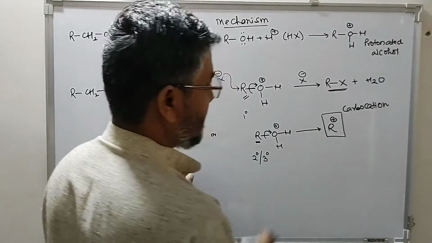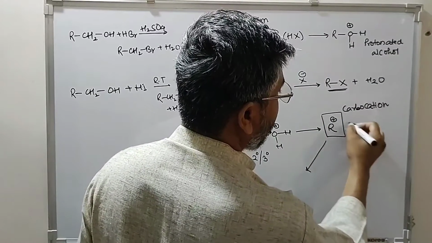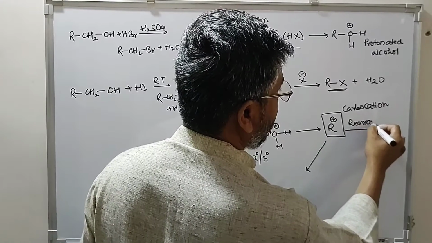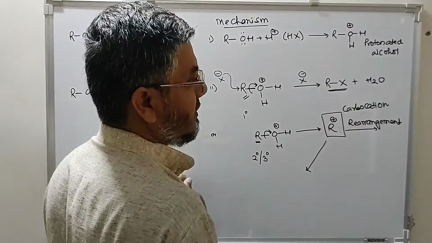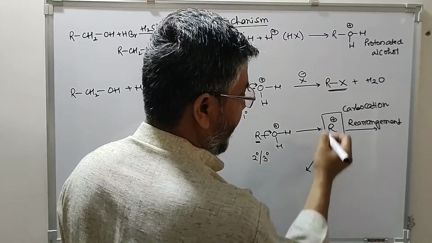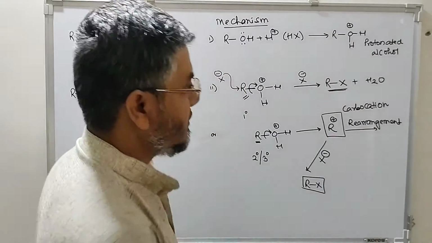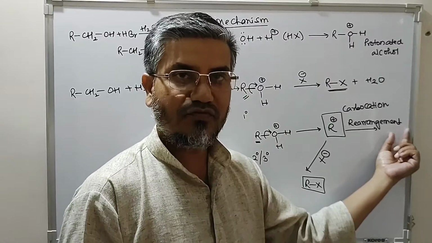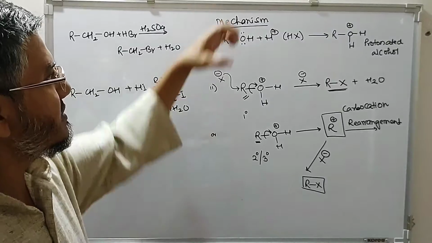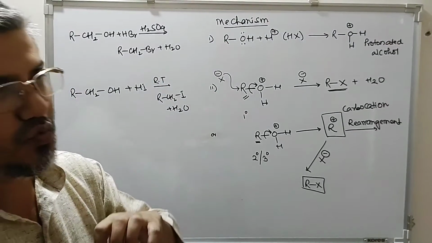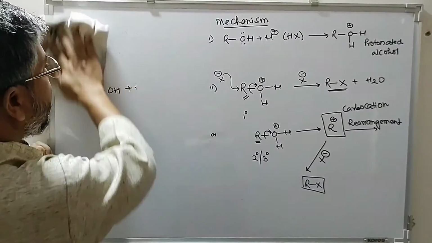So after this, look at this. This has two possibilities. This carbocation may undergo a rearrangement to a more stable carbocation, or this may simply react with X minus to give you RX. This is the product. After this rearrangement, a more stable cation will be formed, and that cation again will combine with X minus ion to give you RX. So these are the steps of the mechanism. Based on these steps, let me give you some examples of rearrangement.